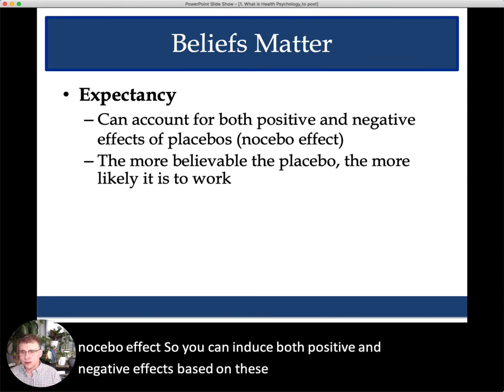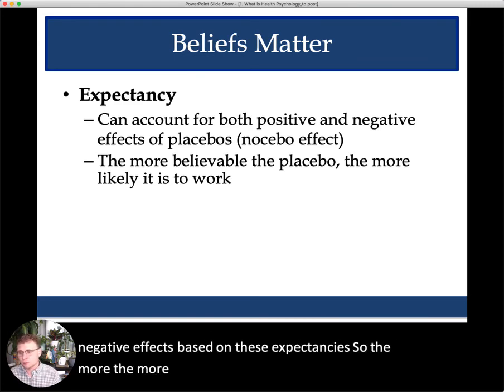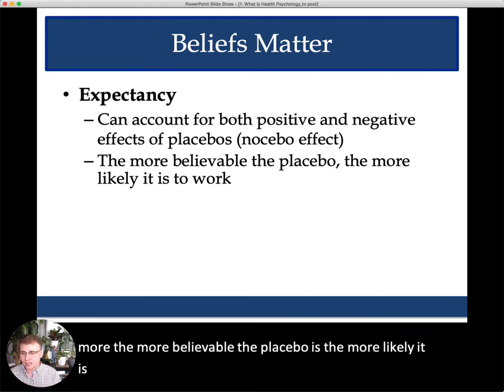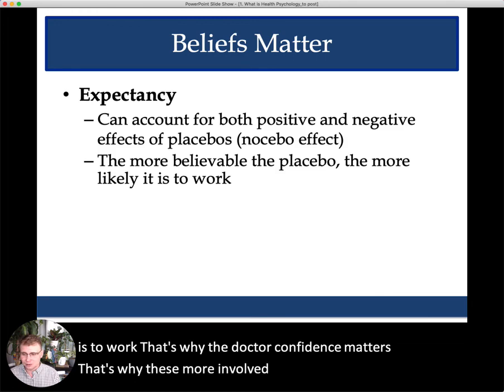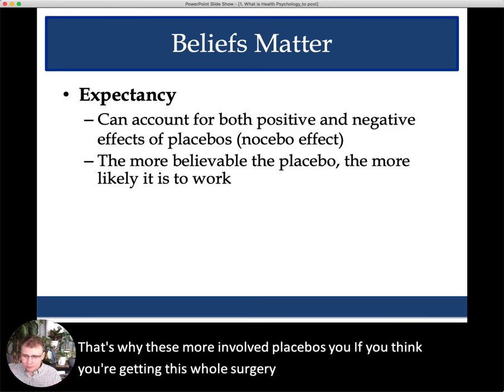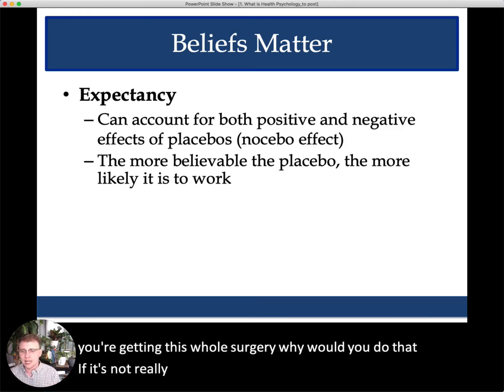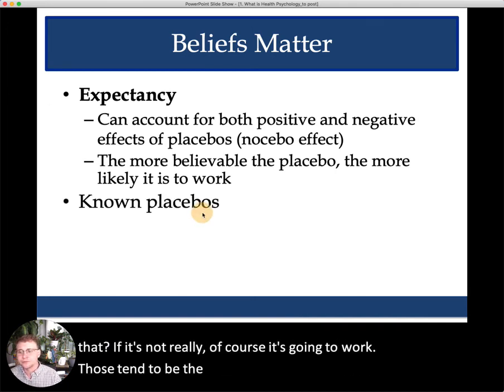So the more believable the placebo is, the more likely it is to work. That's why the doctor confidence matters. That's why these more involved placebos, if you think you're getting this whole surgery, like why would you do that if it's not real? Of course it's going to work. Those tend to be the most effective.